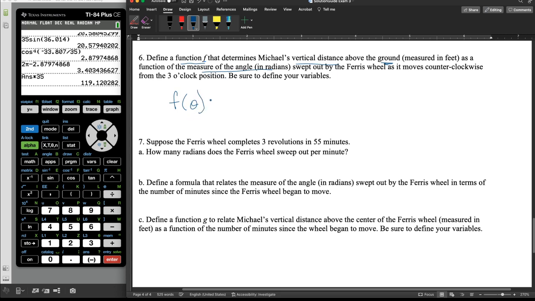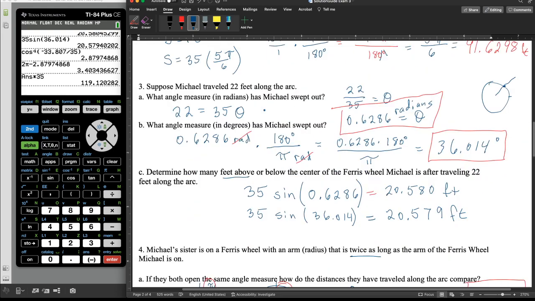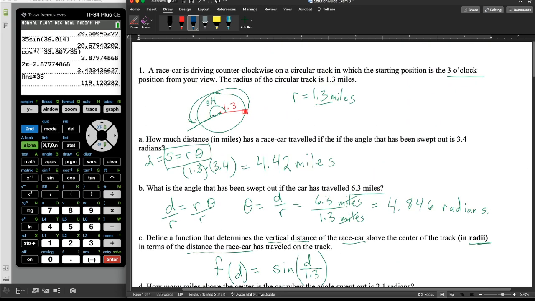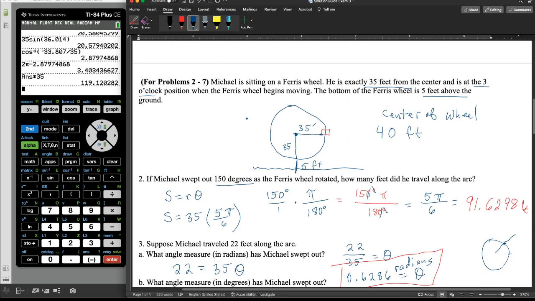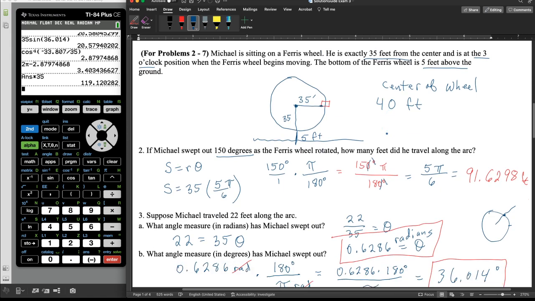So we'll just use theta. That's typically what we use. We know it's going to involve sine. But remember, sine gives from the center of the circle. So let's go back to the very setup that we did up here. Nope, that's the race car one, not that far for this question. The center, remember, is, so the wheel itself was 5 feet off the ground, but the center is an additional 35 feet, so it's a total of 40 feet. That's what we're going to need to use.